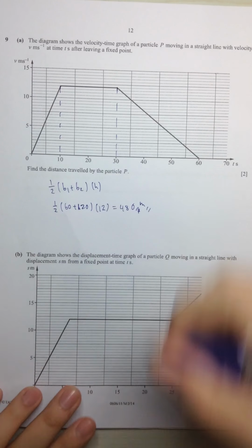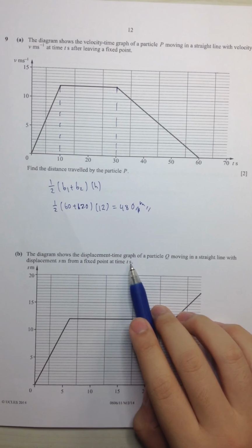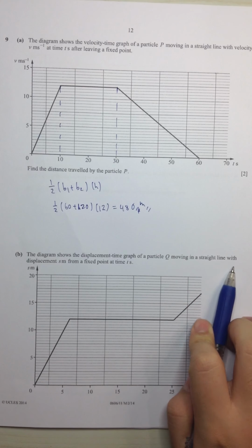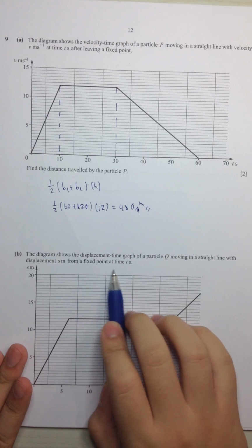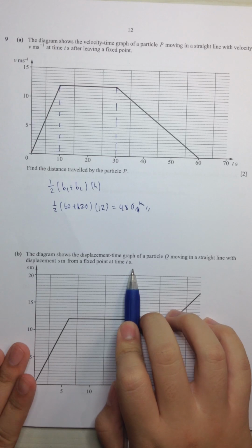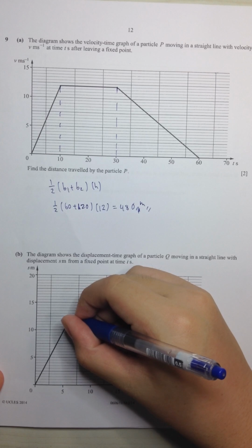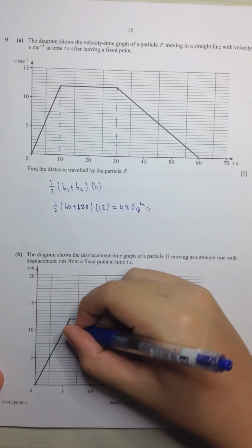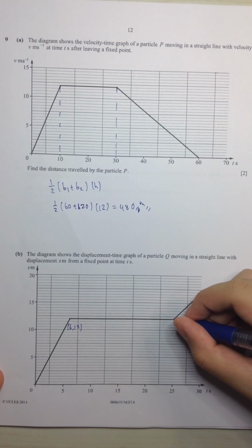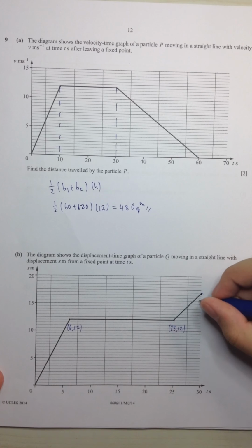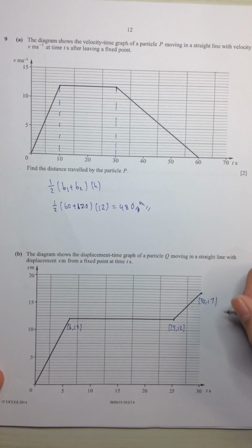meters. B. The diagram shows the displacement time graph of a particle Q moving in a straight line with displacement s meters from a fixed point at time t seconds. Since the graph is a bit unclear, I'll tell you the points. This is 6, 12, 25, 12, and 30, 17.